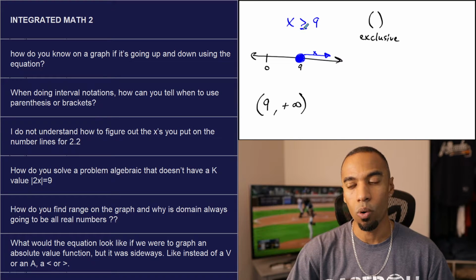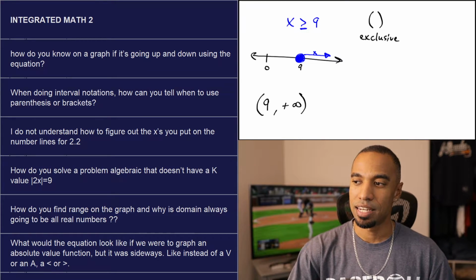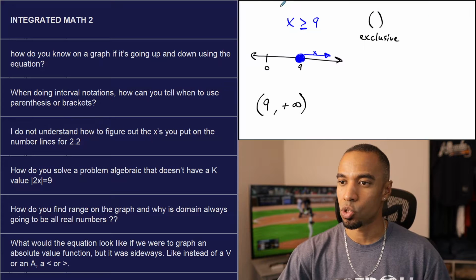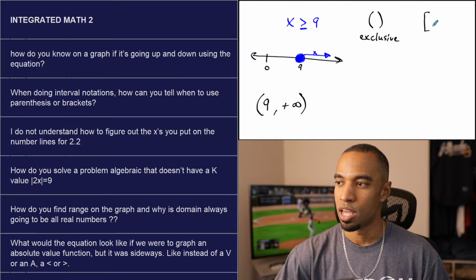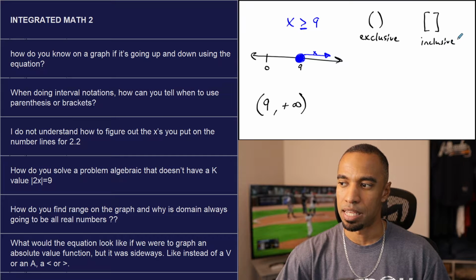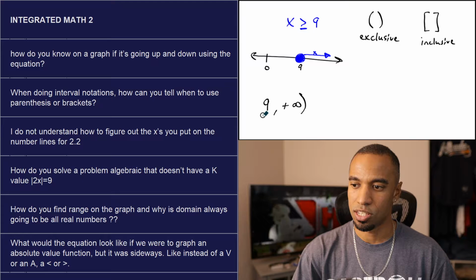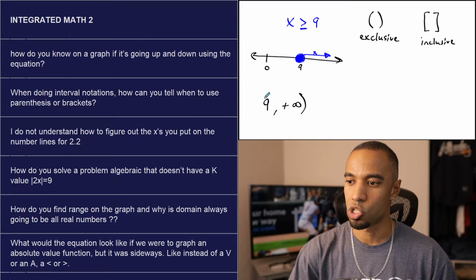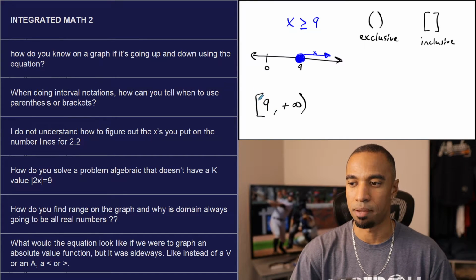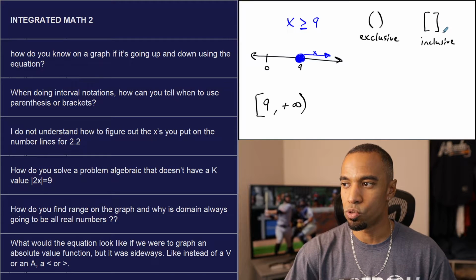X is greater than 9 or x is equal to 9. In this case, we use square brackets because square brackets mean we include the value. Inclusive means that the value can be used. So around 9, since 9 can be included, we put a square bracket on it. Now, we don't just automatically use two square brackets.